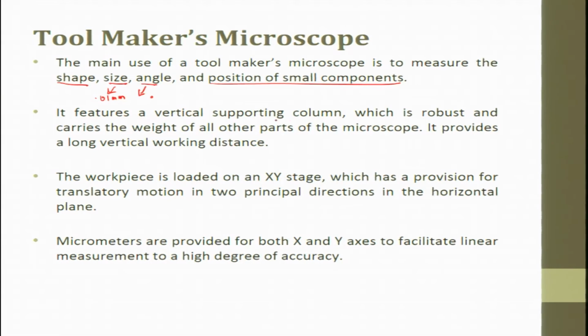It features a vertical support column which is robust and carries the weight of all other parts of the microscope. It provides a long vertical working distance. So, Z, so that means to say you can keep large workpieces there. The workpiece is loaded on a XY stage which has a provision for translatory motion in two principal directions in the horizontal plane, that is X and Y, and then the micrometers are provided for both X and Y, so that as and when you move you see the micrometer readings. So, what they are trying to say is you have a table, so here you will have a micrometer. So, whatever this rotates you can measure it at very small accuracies.